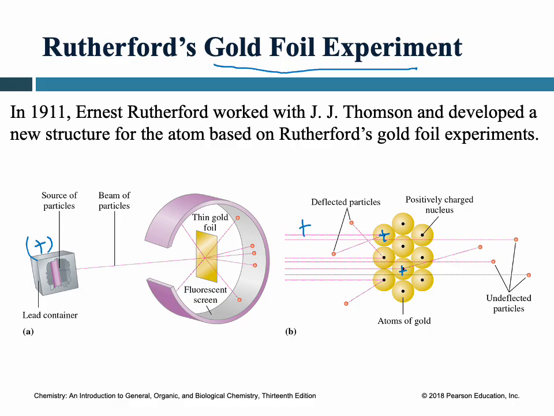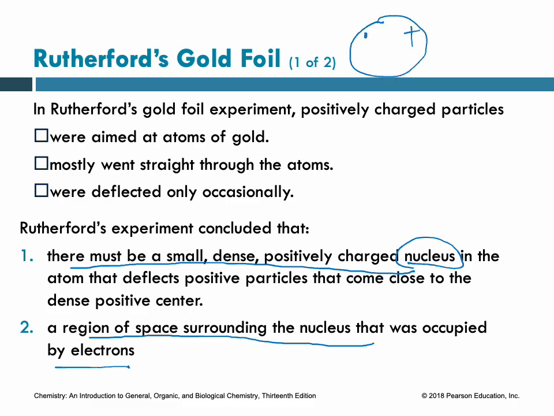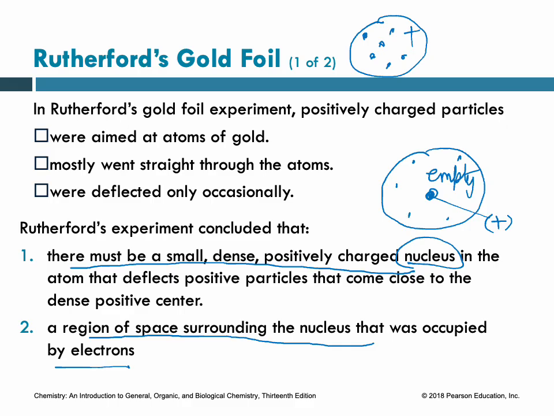That's when he proposed another structure of an atom, and he said that there must be a small dense positively charged nucleus inside of an atom that deflects the positively charged particles that come close to it, and there's a region of space surrounding the nucleus that is occupied by the electrons. So Rutherford's theory is completely different from Thomson's. Thomson said everything's positive and then there are some negatives scattered around, whereas Rutherford said that everything is empty. There's a very small part which is positive, and this empty part has some areas where the negatives are located.